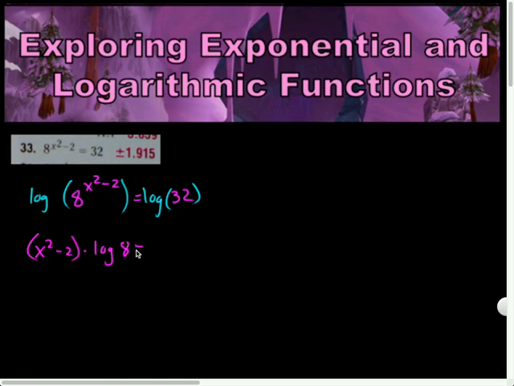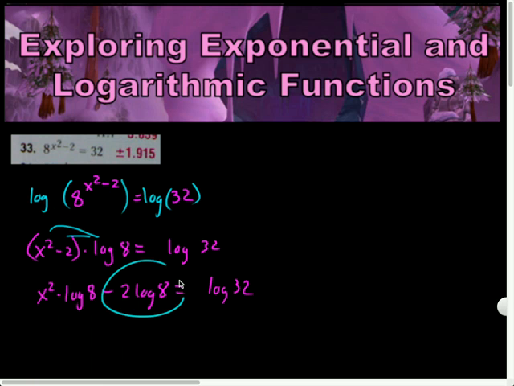Yesterday during class we had some people last minute add those, which is fine. Just don't forget them. My goal is to get the x by itself. In order to do that, I'm going to distribute this log 8, which really, log 8 is just some number, so don't let that fool you. So x squared times log 8 minus 2 log 8, equals log of 32. And now I could try to get the x by itself.